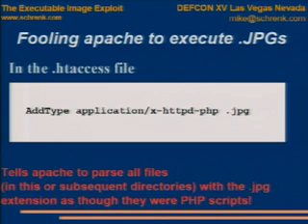So basically what this does is it tells Apache to parse all the files in this directory or in all subsequent directories. If they have the extension of a JPEG, or again, any image, it's going to be parsed as though it's an actual script.